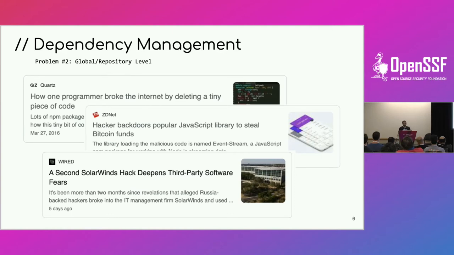So these two, I would say, are the main two aspects that you have to think about when you're starting to create some kind of dependency tooling, or thinking about what way to try to understand and deal with these types of issues.